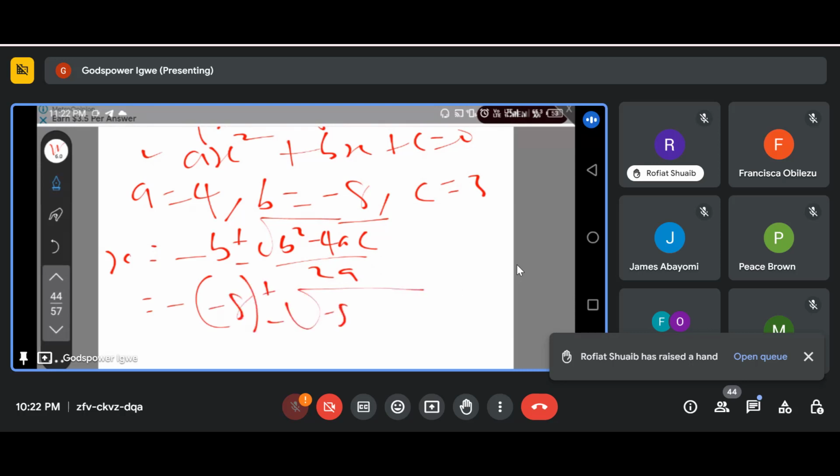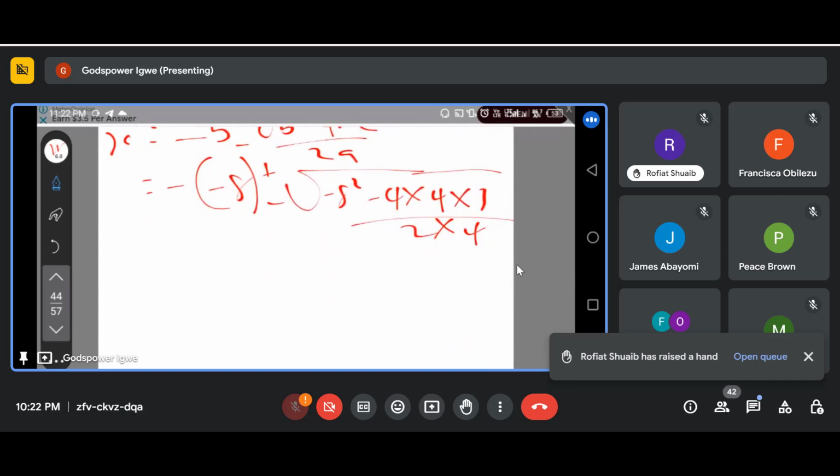So we have our 8 here, plus or minus, then our B is minus 8 squared, then minus 4 times our A, which is 4, multiplied by our C, which is 3. And this is all over 2 times A, which is 4. So with this now, minus times minus gives positive 8. 8 plus or minus, then 8 squared gives us 64.